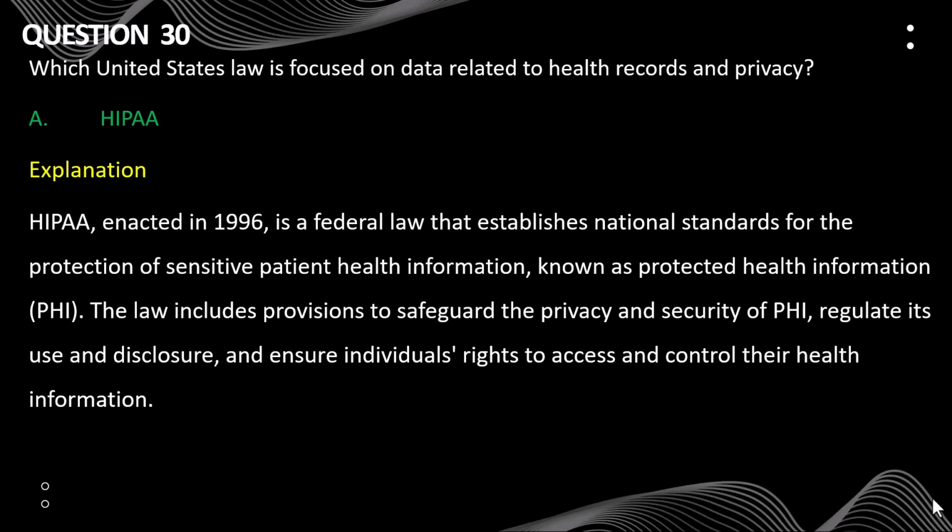HIPAA was enacted in 1996 as a federal law that establishes national standards for the protection of sensitive patient information, or protected health information, PHI. The law includes provisions on how to safeguard the privacy and security of PHI, regulate its use and disclosure, and it also ensures individuals' rights to access and control their health information.